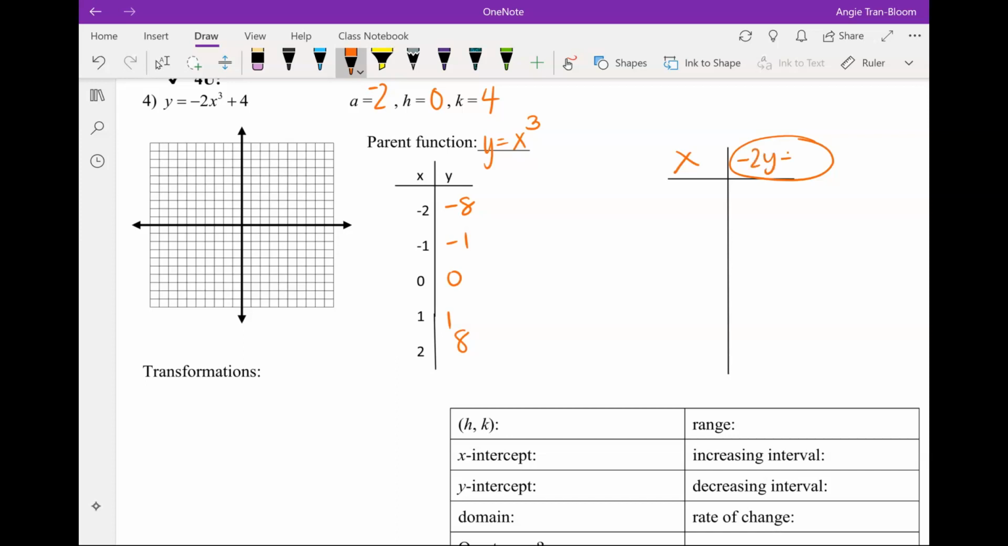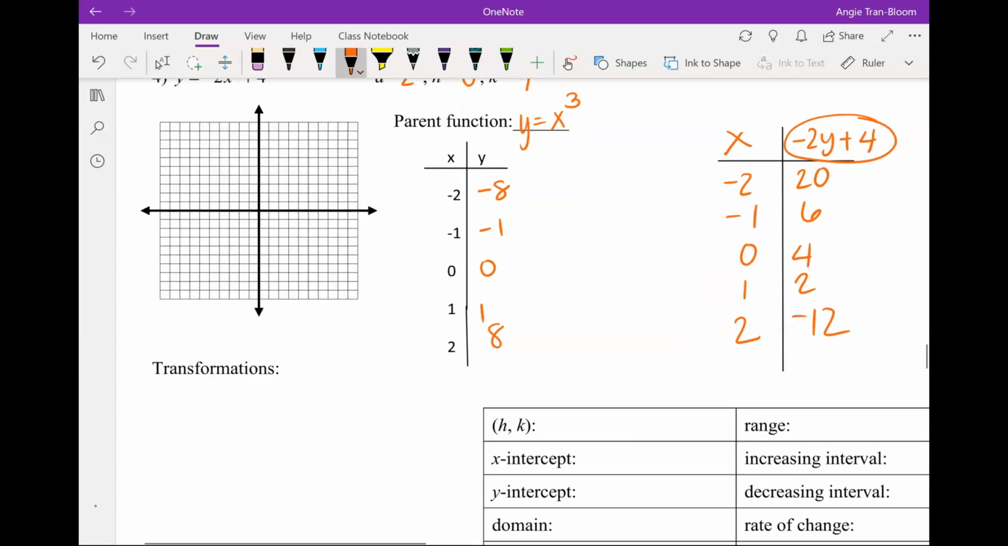-2y plus 4. Good. Can you do me a favor and give me 5 inputs and 5 outputs? Inputs: -2, -1, 0, 1, 2. Good. Outputs: 20, 6, 4, 2, -12. Okay. Confirm? Yes. All right, I'm just going to plot.